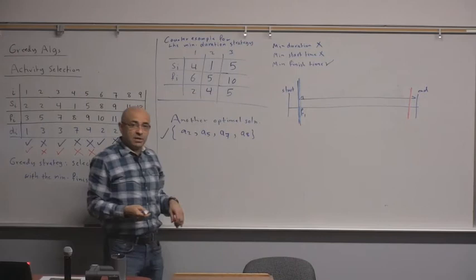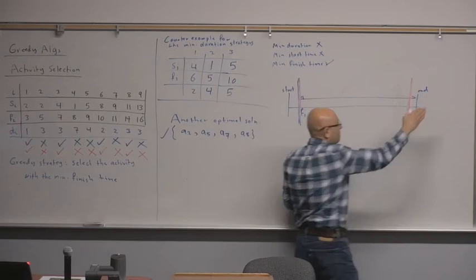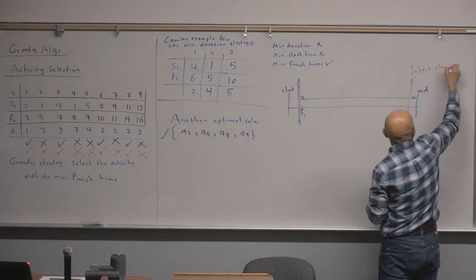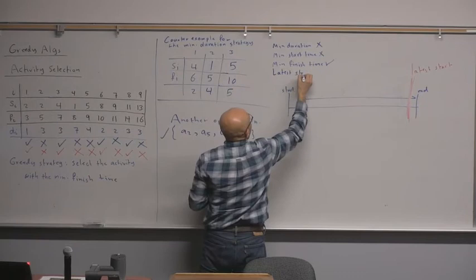So here you start from the start line, and you would like your first choice to be as close as possible to the start line, or you want it to be as close as possible to the end line, or you want to look from the end line. This is the closest to the end line, so this is the latest start. Right, so minimum finish time or latest, well, this is latest start time, we'll do the same thing.